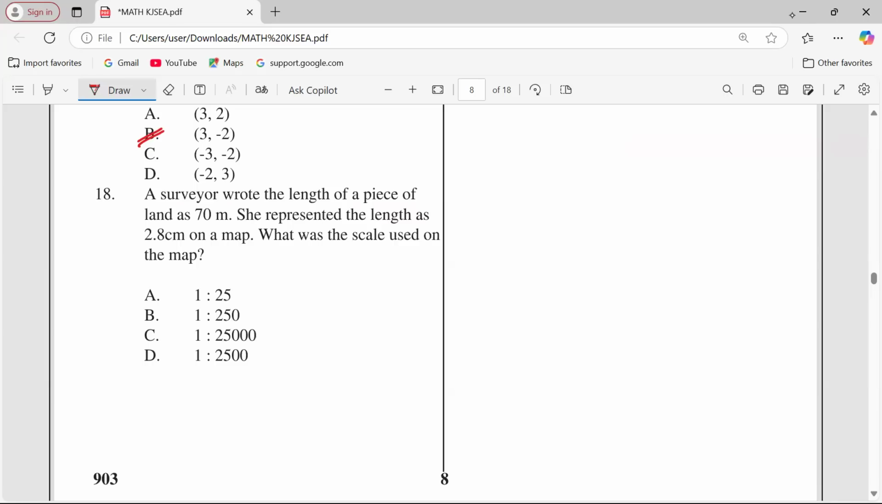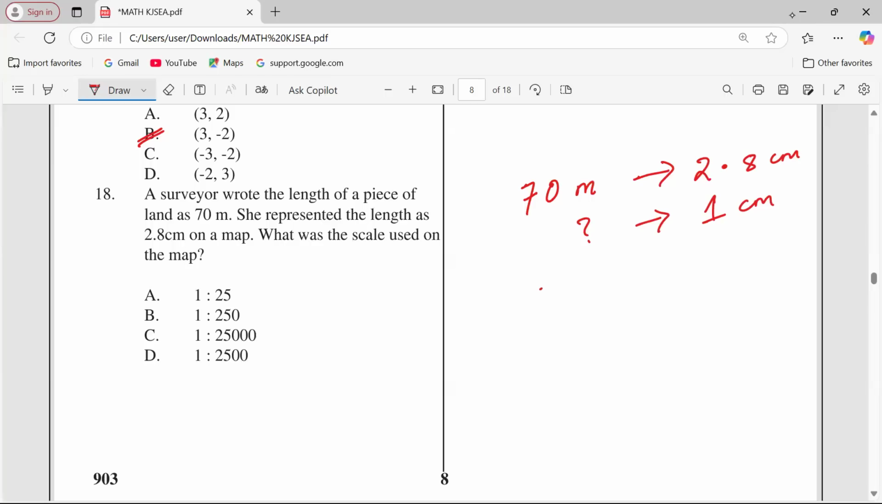So if 70 meters is being represented by 2.8 centimeters, how much is represented by 1 centimeter? That is now what we call a scale. 1 unit on the paper to represent how much on the ground? On paper, on ground.